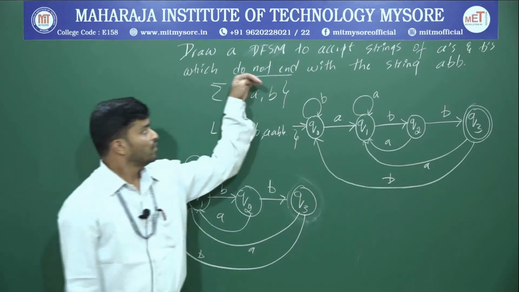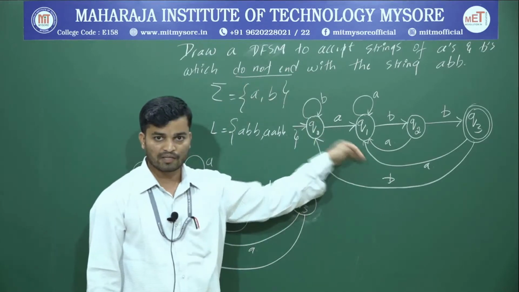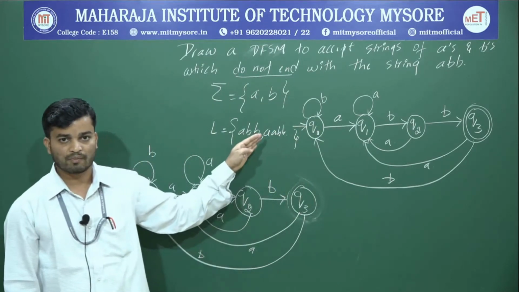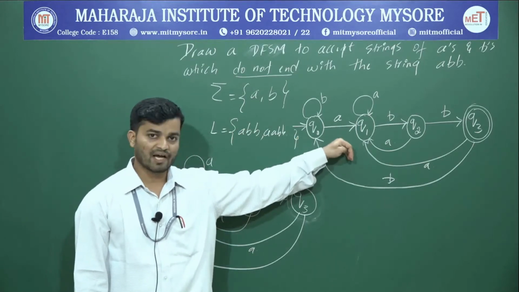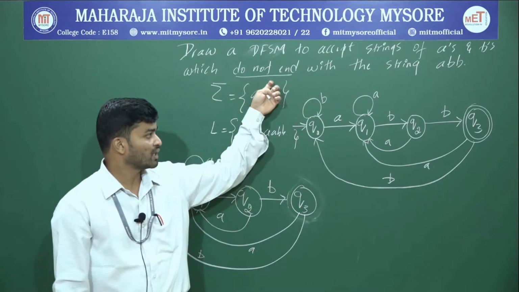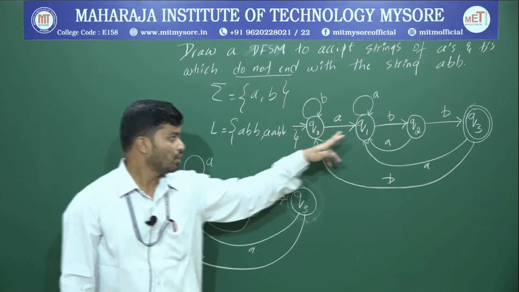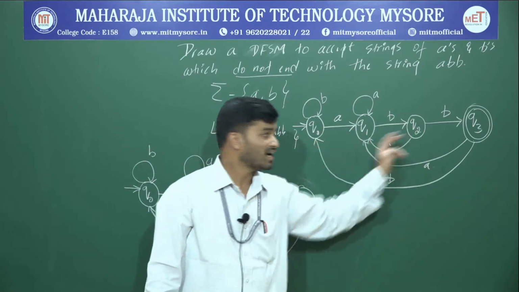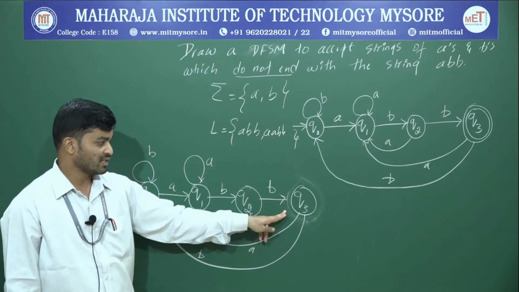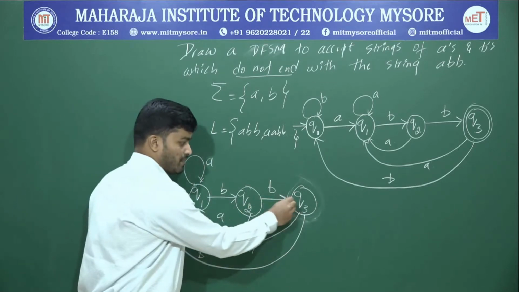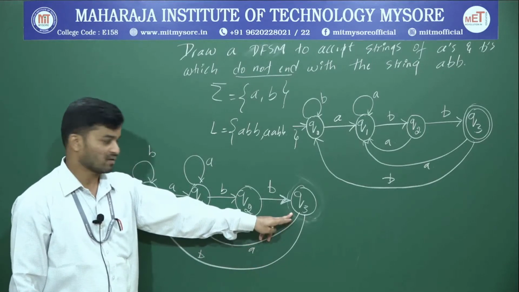If it is not ending with ABB, construct for ending with ABB. I think you know how to construct that one. I already explained that particular problem in the previous video, just watch that one and you will get this diagram. Now, how to construct for not ending with ABB? Just take the negation of this one. Make all non-final states final states, and final states non-final states. In the previous diagram, Q3 is the final state. I will make Q3 non-final, a single circle.